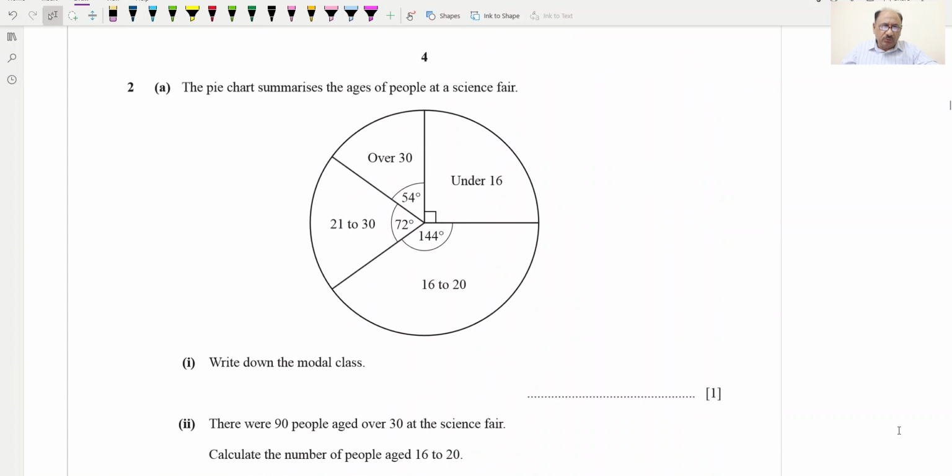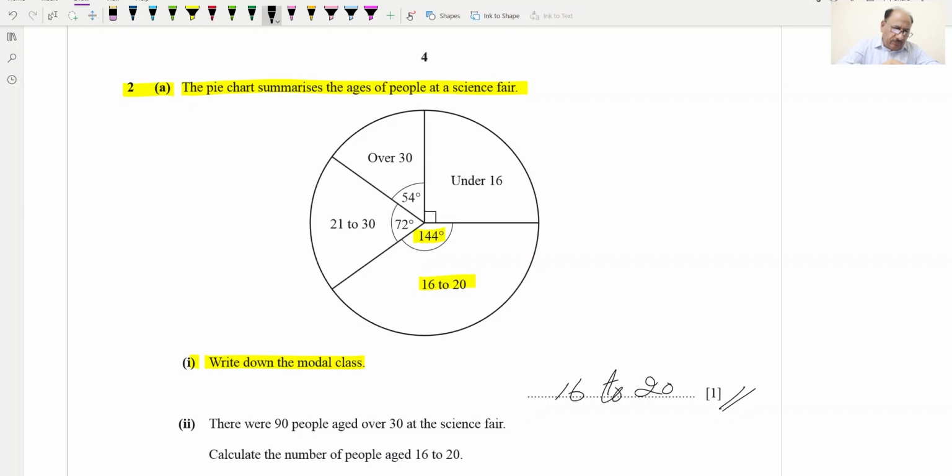Now question number 2, which is a pie chart question. A pie chart summarizes the angles of people at a science fair. So part 1, write down the modal class. The modal class is the class which has the highest angle, so 16 to 20 will be the modal class, so we can write 16 to 20, and this is a 1-mark part.